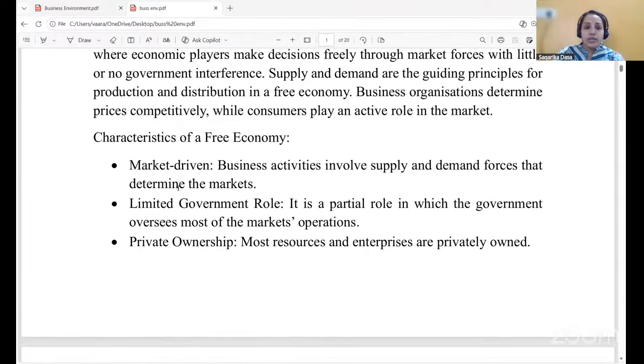Characteristics of a free economy. It is market driven because here the government cannot have any access or any implication on these types of businesses, hence it is a market driven one. The demand and supply forces will determine these kinds of markets. Limited government role, as we have seen in the previous paragraph, that in a free economy the government role is very limited, whereas the role of market operations is very high in the case of the free economy system.